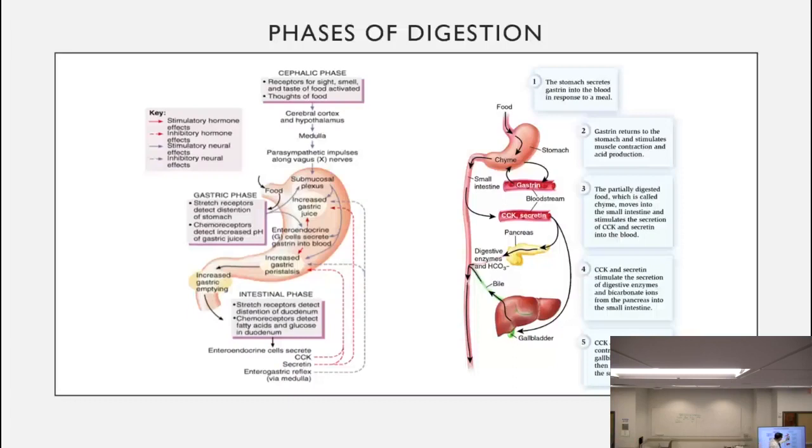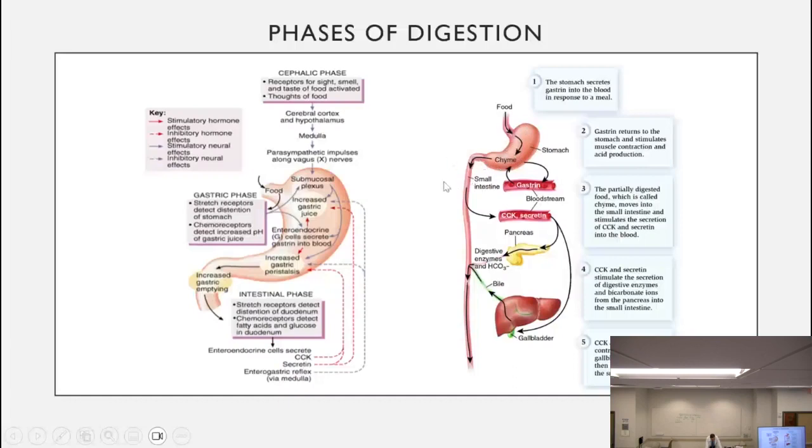So gastrin is a hormone. It goes to the blood and then comes back to stimulate the production of acid. I don't know, if someone has an answer for that, I would like to know. It returns to the stomach to stimulate contraction of the stomach and also acid production. What is gastrin doing in the blood and then back? Then we have increasing acid production and increasing motility of the stomach. We start partially digesting the food, and we call it chyme now.